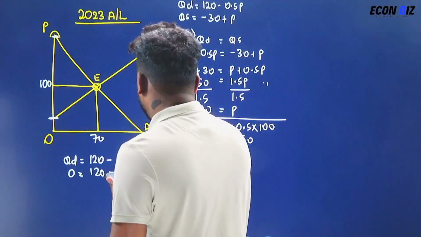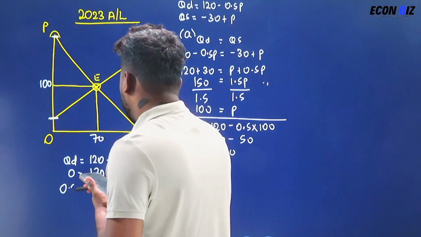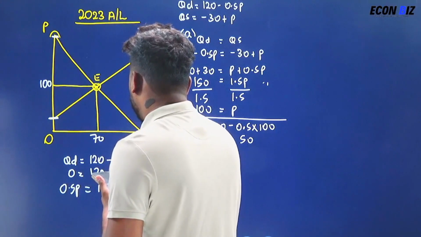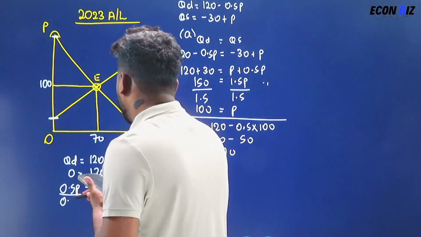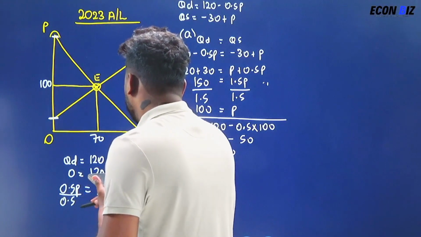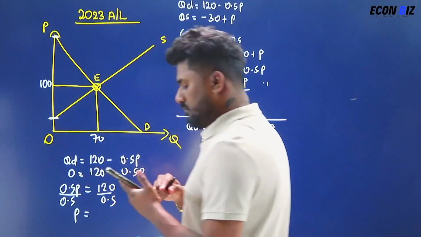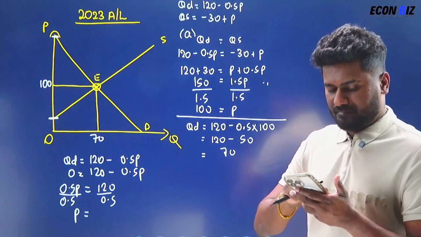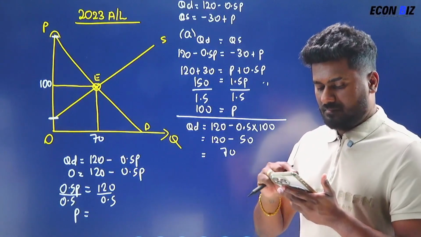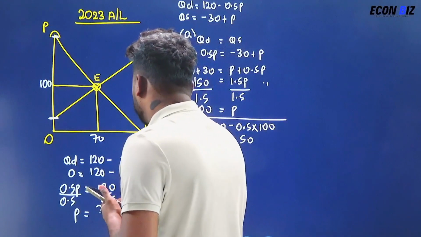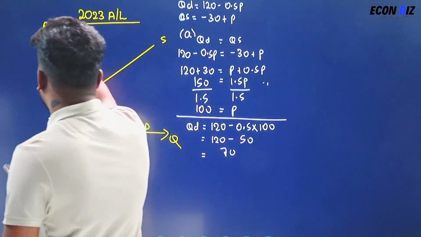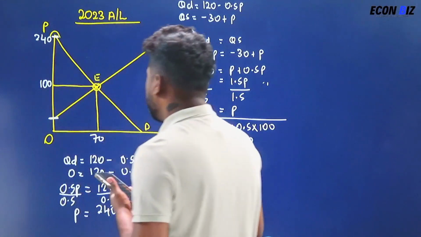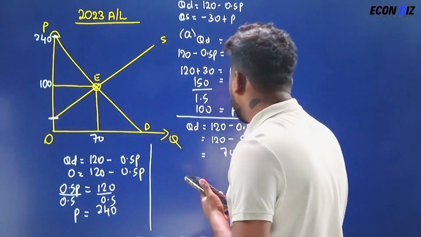120 minus 0.5p. Both sides divided by 0.5. So 120 over 0.5 is 240. So this value is 240.